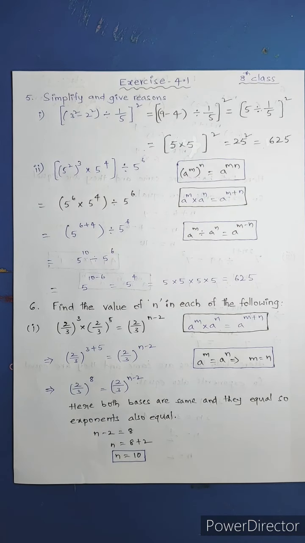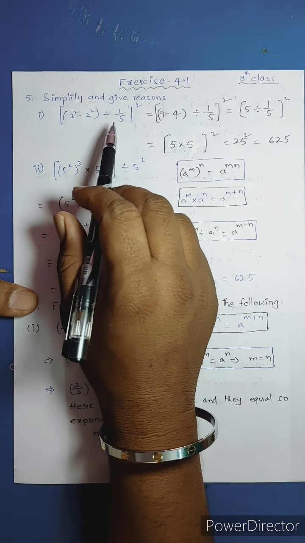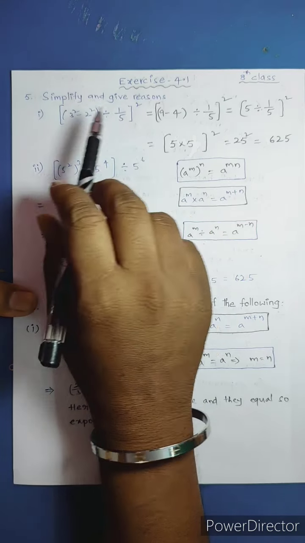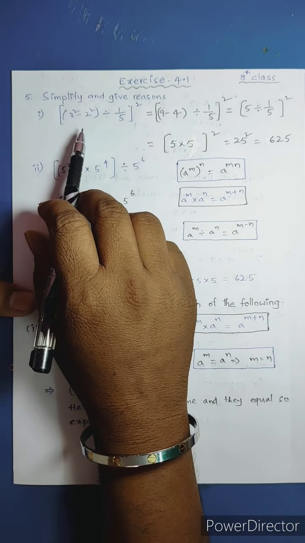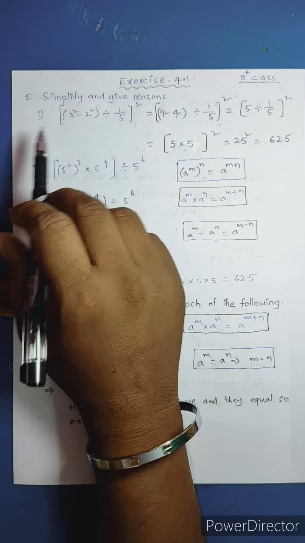Hi everyone, these sums are from the chapter Exponents and Powers, exercise 4.1, fifth problem. Simplify and give reasons. First one: (3 square minus 2 square) divided by (1 by 5) whole square equal to. Use BODMAS here. First remove the brackets, meaning do the simplification inside the brackets.